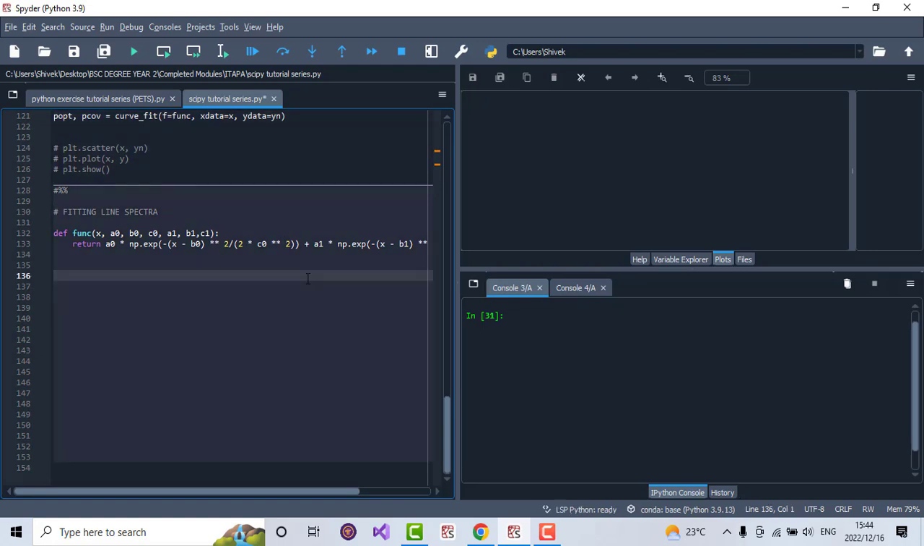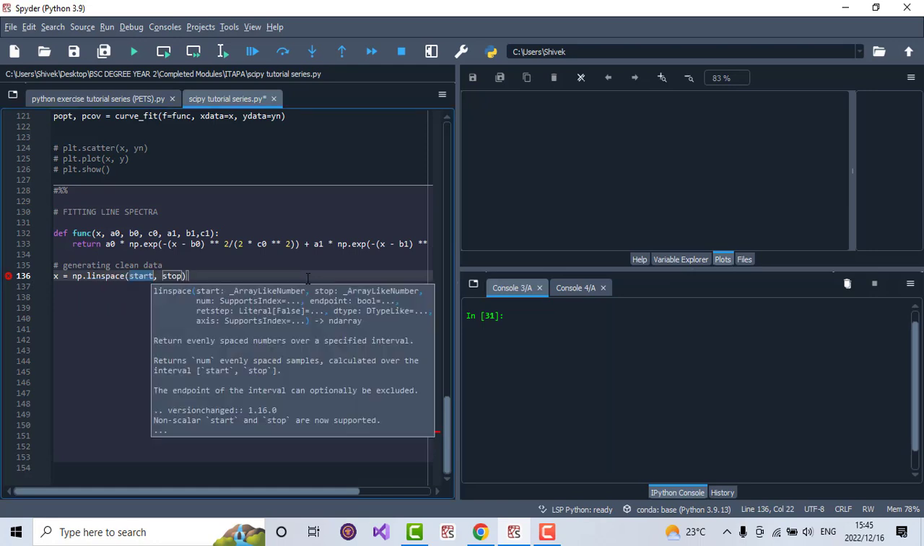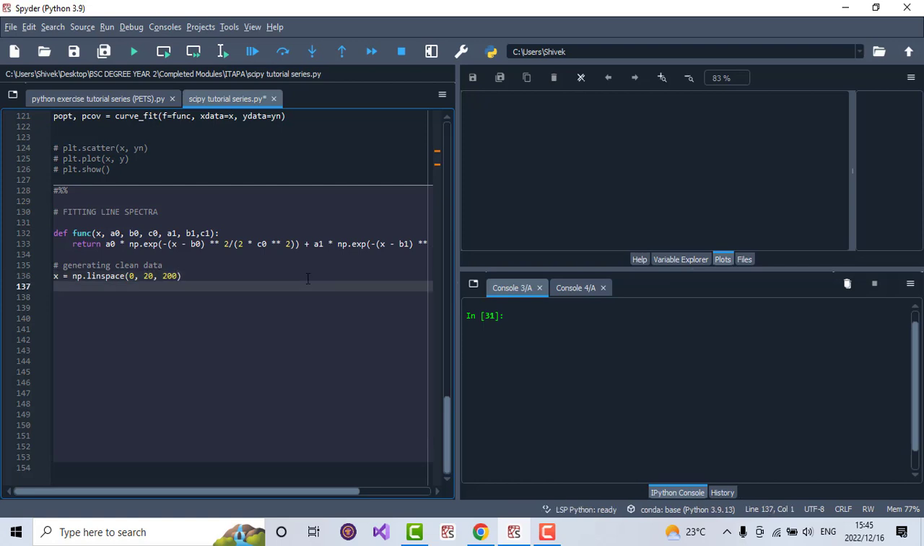Okay, so coming back to our example, what we now have to do is generate the clean data. We go about doing that in the way in which we have been doing all along. Now we will add a comment here, generating clean data. Let's suppose we are generating maybe this time 200 values. We have been working with 100 all along, so let's have a deviation from that.